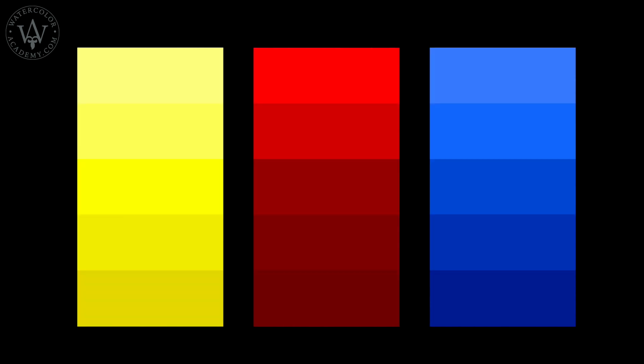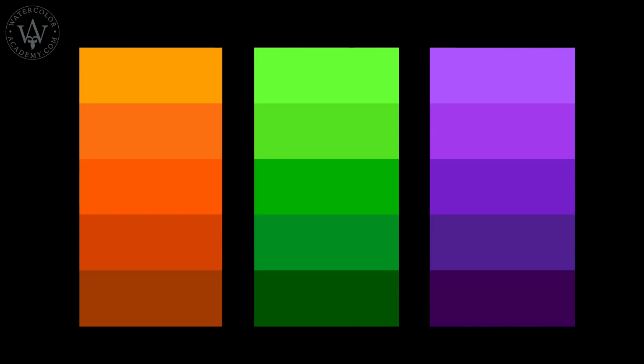The primary triad, yellow, red, blue, has the strongest difference between hues, while the contrast of secondary hues is weaker, and even weaker so for the contrast of tertiary hues.